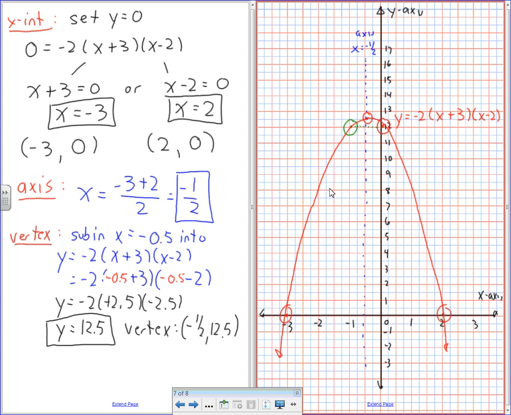I love graphs, and I know you guys hate them, but that's why I'm a math teacher and you guys are math students. Okay? So that's a mean joke.